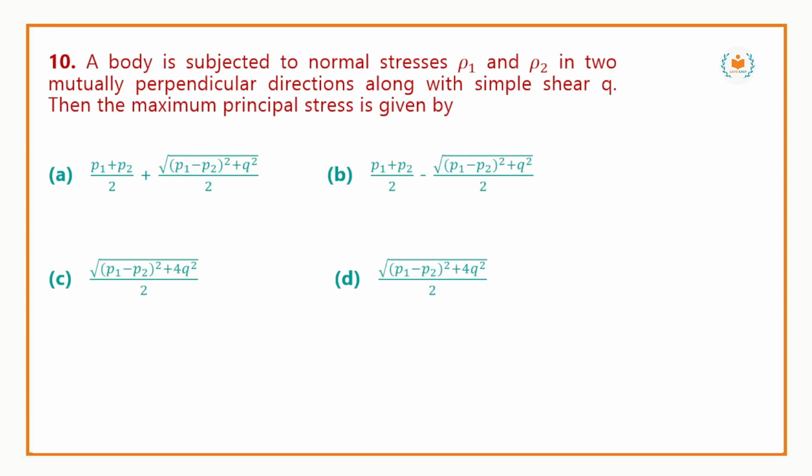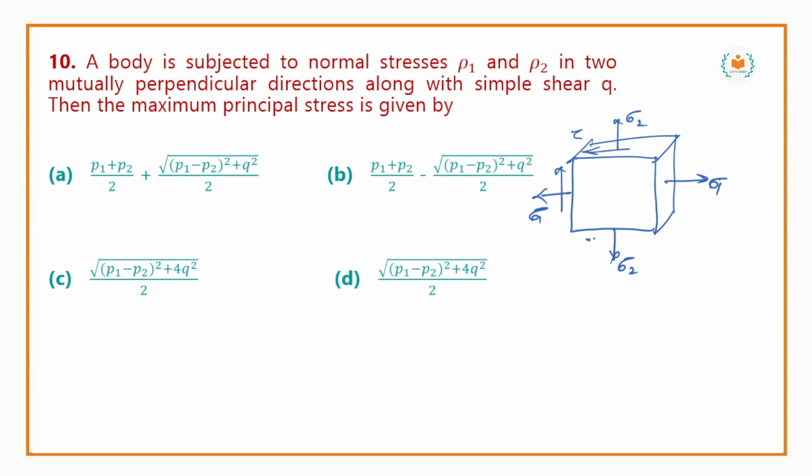So the next question is, a body is subjected to normal stresses sigma 1 and sigma 2 in two mutually perpendicular directions along with simple shear. So again I will consider a two-dimensional body, which is subjected to the stress sigma 1. Here also the stress sigma 1, stress sigma 2, this stress is also sigma 2, and the shear stress acting is tau here, and here also the shear stress acting is tau.